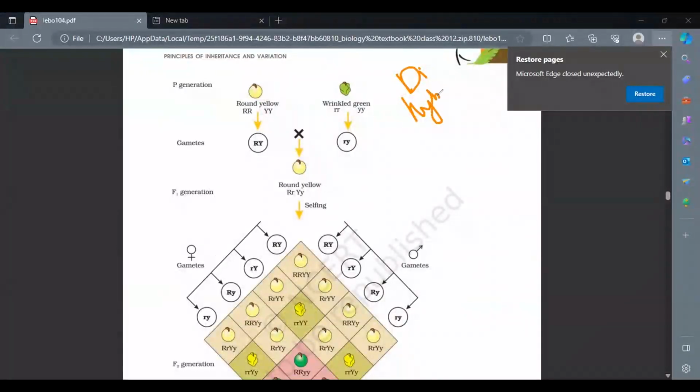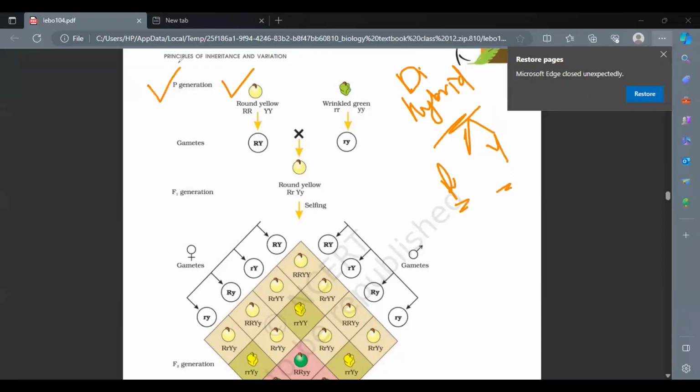What is the meaning of the word dihybrid? It means two characters, right? In the earlier crosses, we were taking just one character at a time, like the height of a plant. In a dihybrid cross, I'm taking two characters at one time, for example round and yellow. Round is the structure of the leaf and yellow is the color of the leaf. So now you understood we are taking two characters together, and that is how we make a dihybrid cross.